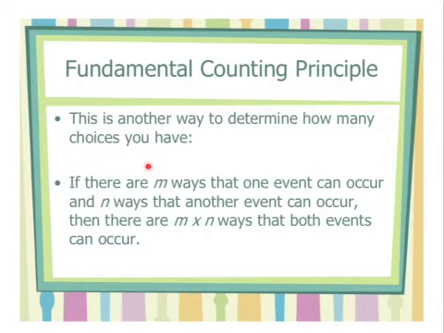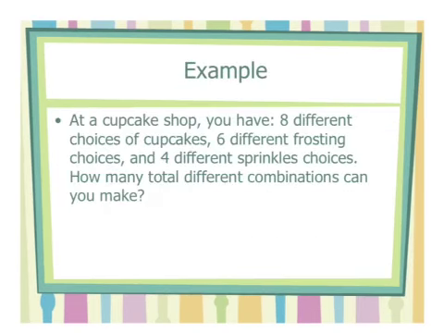So we can use this, m times n times p times q, and so on and so forth, with as many options as we have. In this first example, at a cupcake shop, you have 8 different choices of cupcakes, 6 different frosting choices, and 4 different sprinkle choices. How many total different combinations can you make?